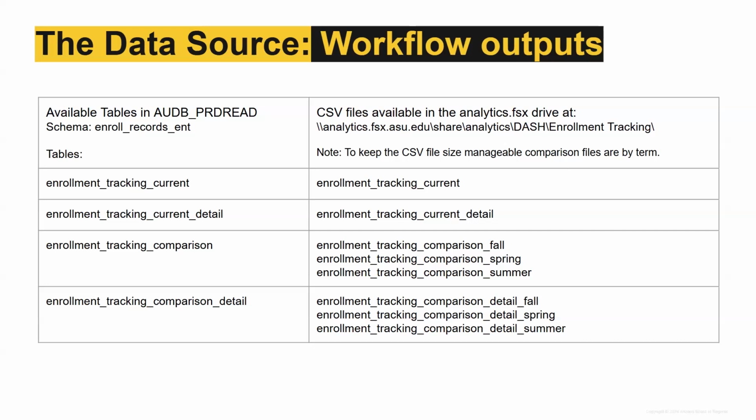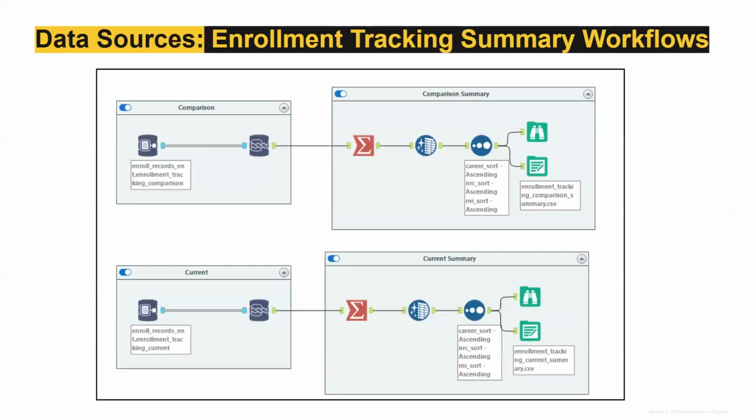Or we have created summary versions of these. These are aggregated files, and they work really well with Power Query. So we have a comparison enrollment tracking summary workflow, and we have a current version of that. This is pulling in from the AUDB tables, summarizing the data based off of the fields that we're wanting, getting a distinct count of the student MPL IDs, and outputting to the CSV file. Both of these are doing the exact same thing.